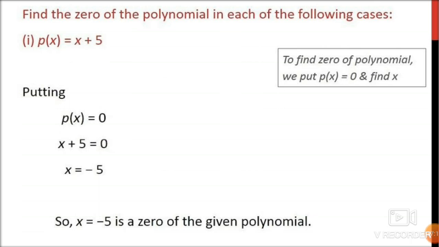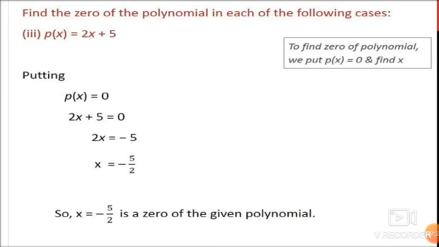Wherever the x is there, we have to substitute minus 5, and finally we will get 0. That's why x equals minus 5 is a zero of the given polynomial. Okay, next. Find the zero of the polynomial in each of the following cases. This is also as it is in the previous example, students. You can do it yourself only.